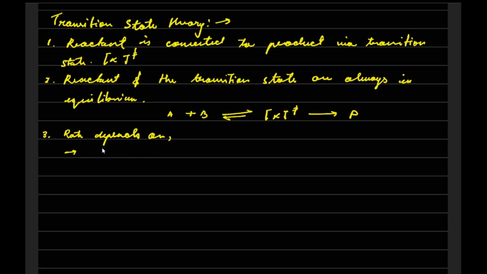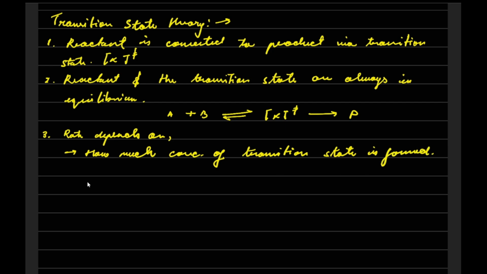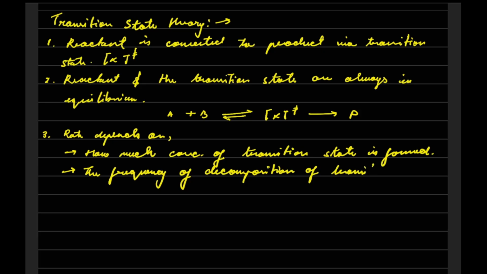The first one is how much concentration of transition state is formed, and the second is the frequency of decomposition of transition state. This means how much concentration of transition state is being formed and how quickly it is decreasing. Transition state decreasing means product is forming, and how quickly it is forming from A plus B.